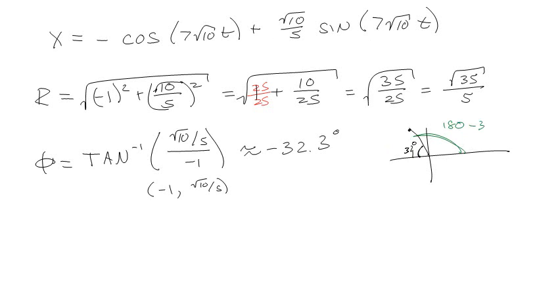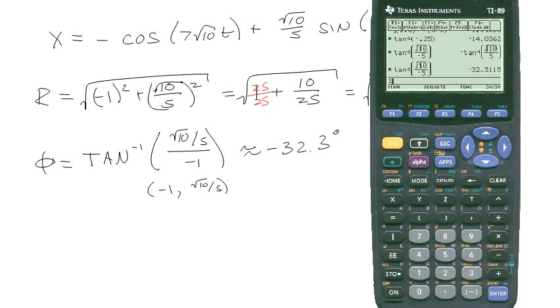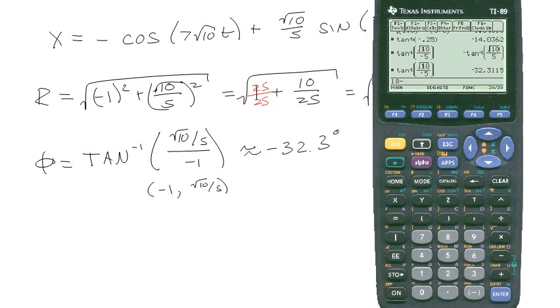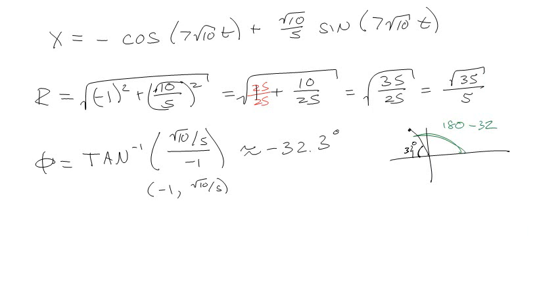180 degrees minus the 32. And that will give me the correct, well, I'll say this underneath that thingy. So I've got 148. So it's not 32, it's actually 148.